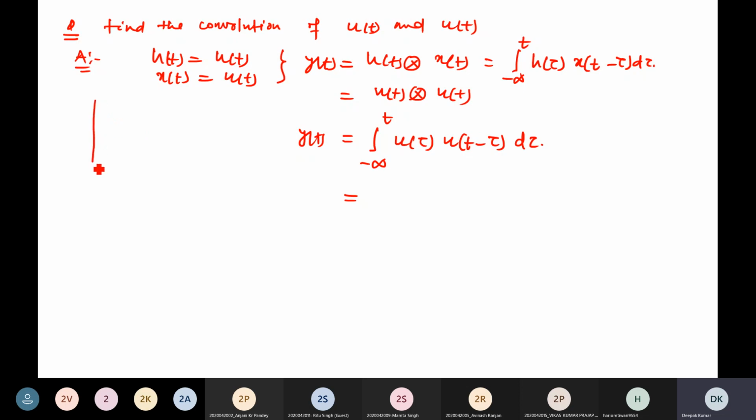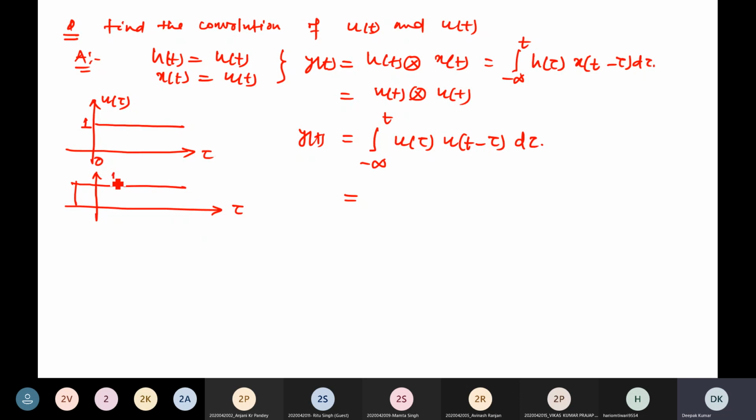You can see by plotting the graph of u of t. This is u of tau, magnitude is 1. Now if you shift this by t amount of time, for delay, it will become like this. It is minus t. This expression will be u of t plus tau. Now time reversal operation is performed on this graph. It will be a mirror image about the vertical axis. So it will be u of t minus tau. Here it will be t origin and the magnitude.